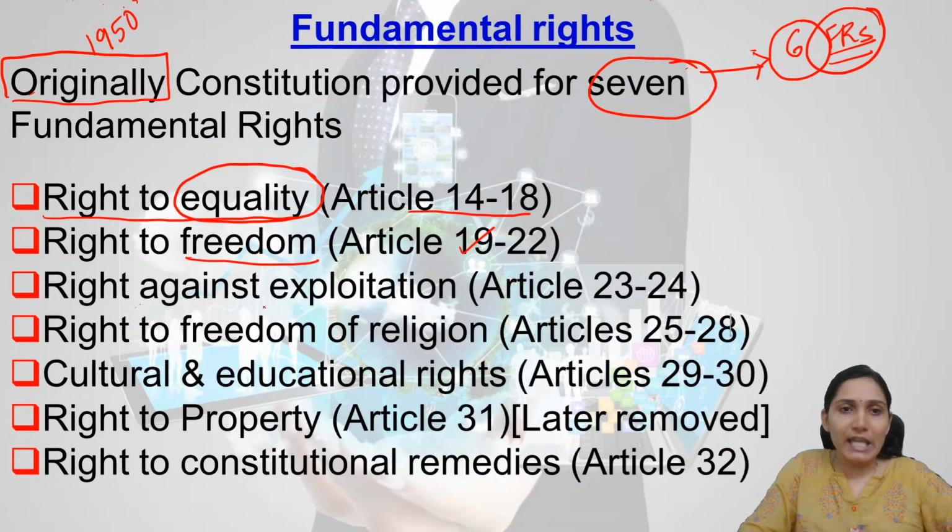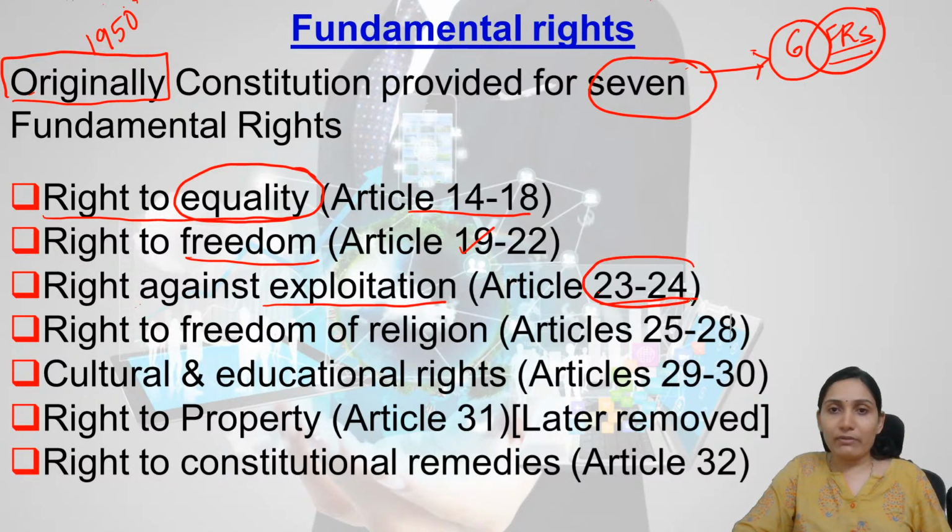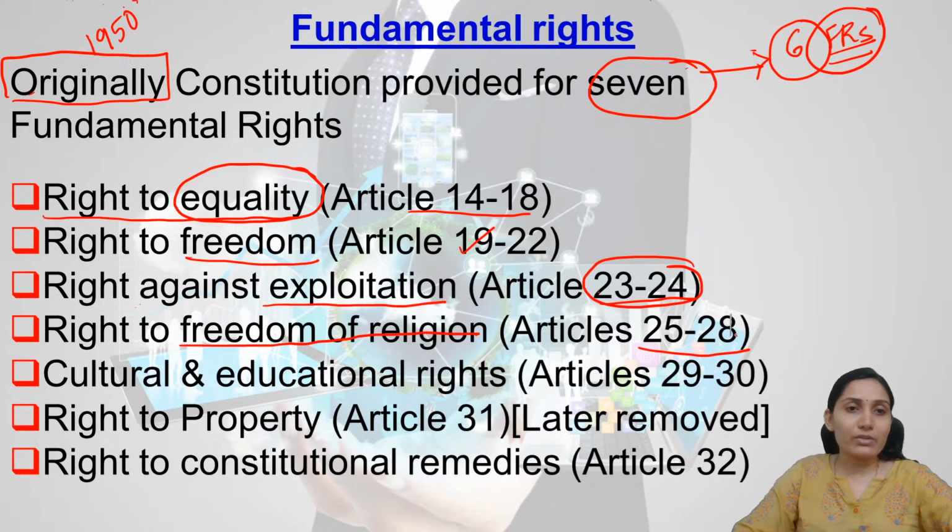Third one is right against exploitation. Right against exploitation is from Article 23 to 24. Next is right to freedom of religion. From Articles 25 to 28, the Constitution discusses the right to freedom of religion.